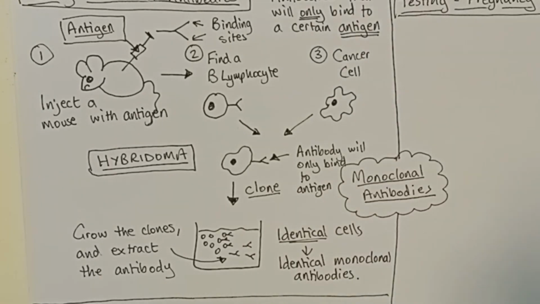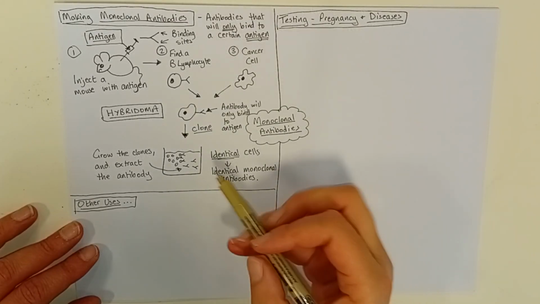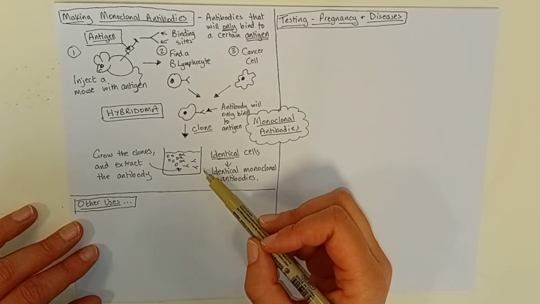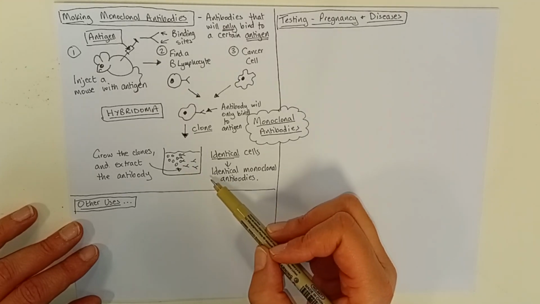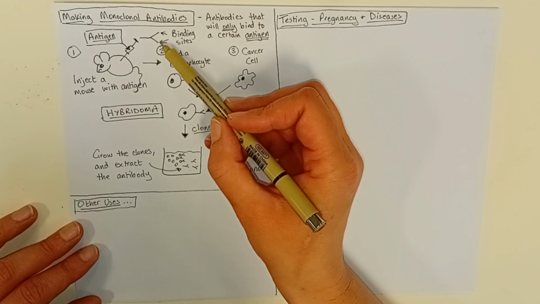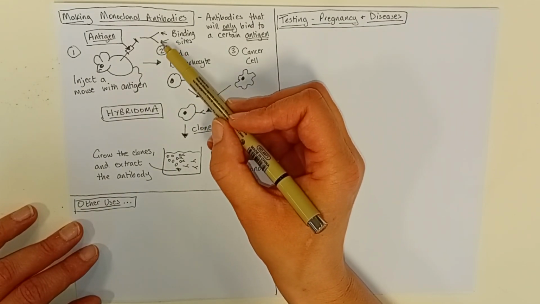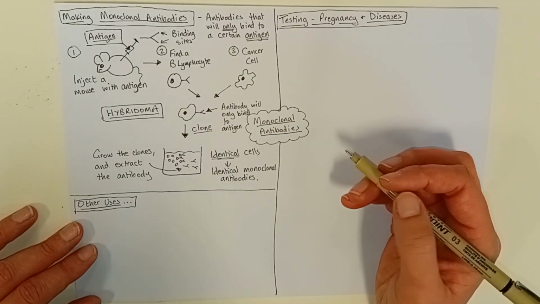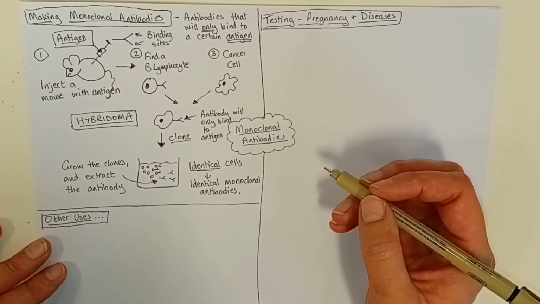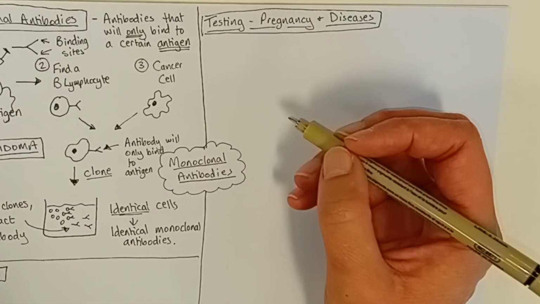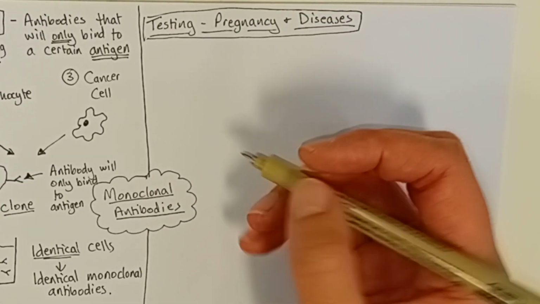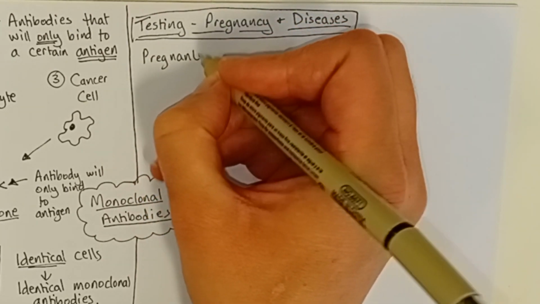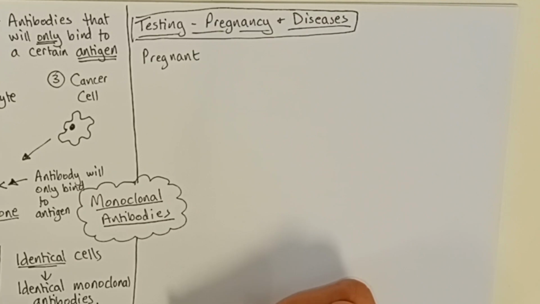So once we've got millions, billions, trillions of identical monoclonal antibodies, all of them designed to bind really specifically to a chemical, we can use them to look for those chemicals. For example, we can use it in a pregnancy test. So we're going to go first of all as if the person is pregnant, and then we're going to think about when they're not pregnant.